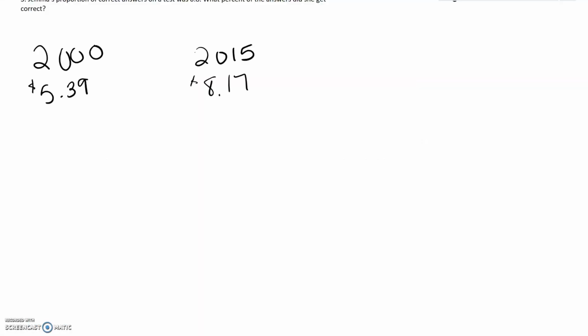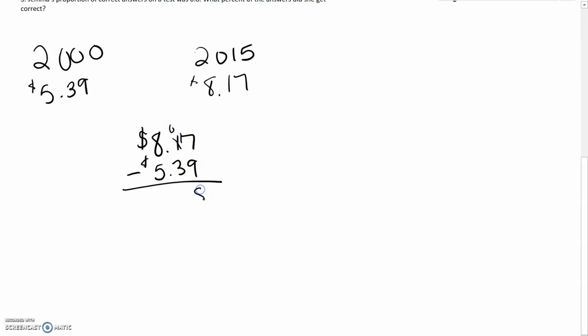All right, so in 2000, the ticket was $5.39. In 2015, it was $8.17. And it asked us to find that cost of change. So what I'm going to do is take my $8.17 and subtract my $5.39. And what do I have left? Well, 17 minus 9 is 8. 0 minus 3 I can't do, so 8 minus the 7. 10 minus 3 is 7. 7 minus 5 is 2. All right, so the price increased $2.78.